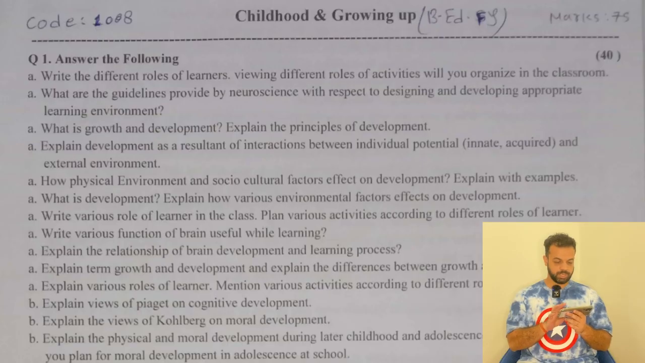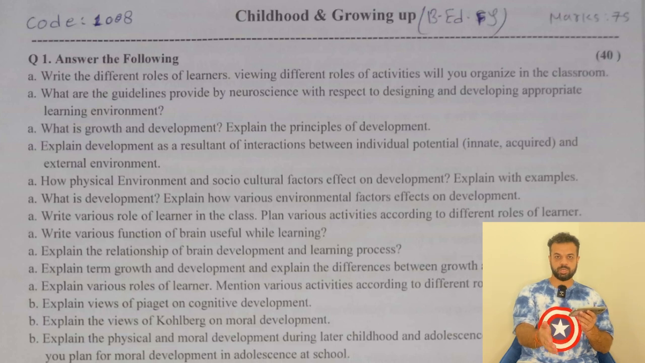The first question which we are going to discuss is: write the different roles of learners, and different roles of activity which you will organize in the classroom, right? So this is the A part of the first question. Let us discuss the other parts as well. For all these answers you can look at the description box.